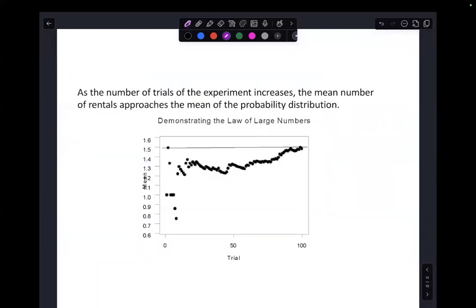Notice in the beginning, these are the samples that I've chosen. And as it goes, I just keep taking the average of it. I did 100 trials of this. As the number of trials increases, my average is going to approach that expected value. That's what this is called.